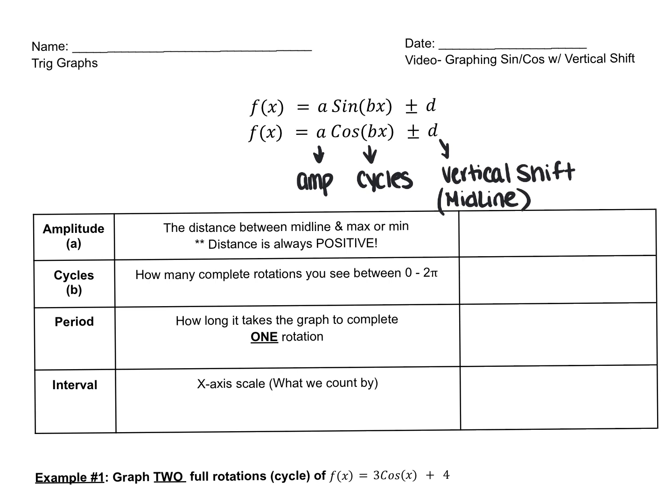If I am going plus D, that means I'm going up. And if I have a minus D, that means I'm going down. So we're going to talk all about that in an example. But first, we need to review one more time our A, our C, our P, and our I. Remember that our amplitude is the absolute value of A. The cycles is B. Period is 2 pi over B, where B is my cycles. And the interval, what we count by, is our period divided by 4.